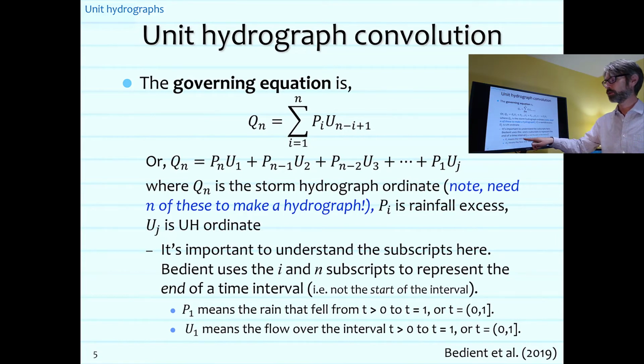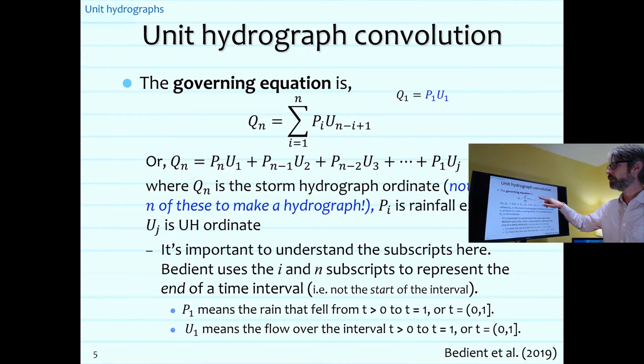P1 then means the rain that fell from a little after time 0 up to the end of time interval 1. Or in other words, it's the rain that fell from 0 to 1, more or less. Okay, so this means open interval, this means closed interval, and U1 means the flow over the interval from slightly after 0 to exactly t equal to 1. So from the beginning of the storm to time period 1. It is very important to remember what these subscripts mean. Otherwise, it's hard to use this equation.